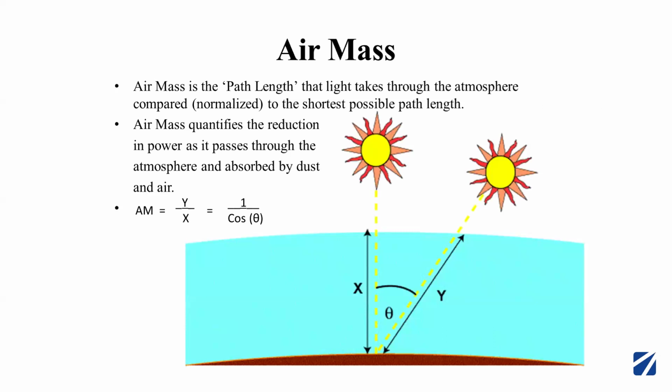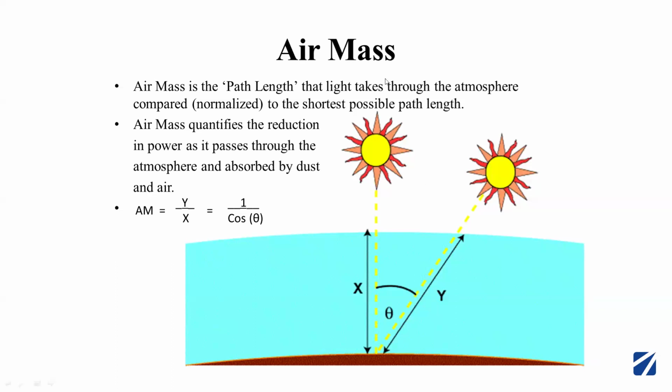Now we will see what air mass is. Air mass is the path length that light takes through the atmosphere compared to the shortest possible length. Outside the Earth's atmosphere, all the sun's radiation is parallel and constant. Once it enters the Earth's atmosphere, because of the clouds, other gases and other things, it gets scattered or reflected. So it is not parallel.